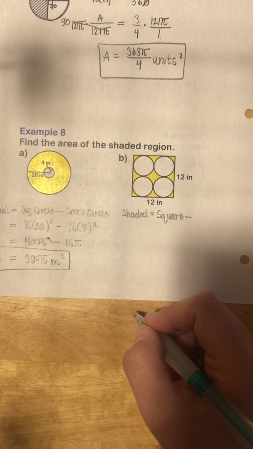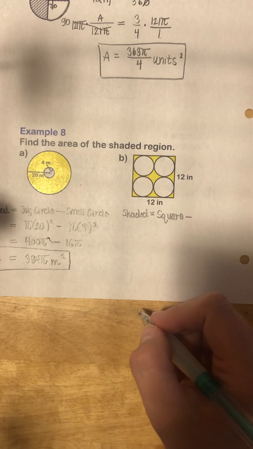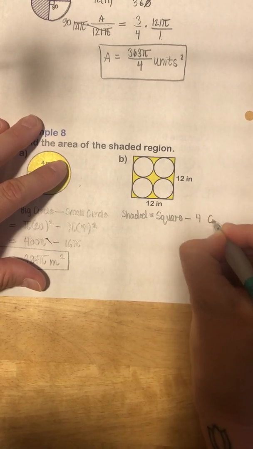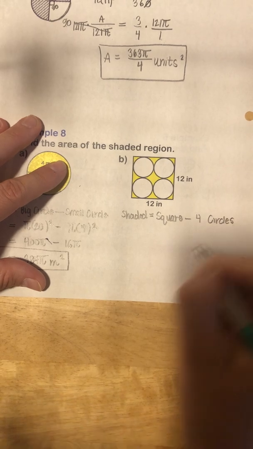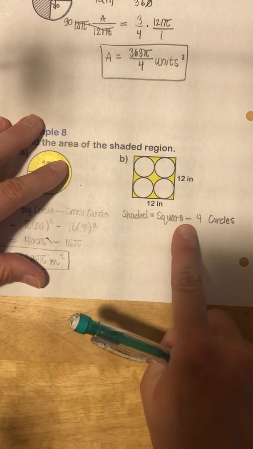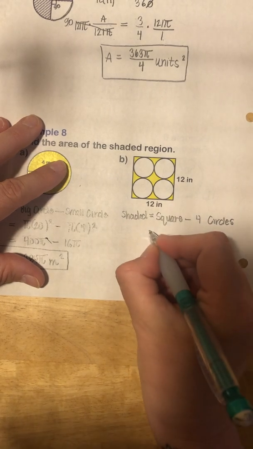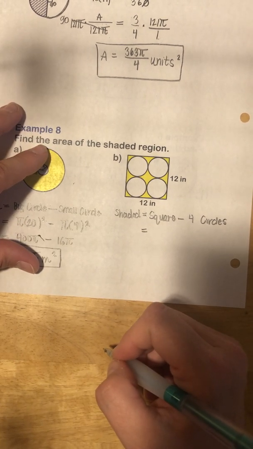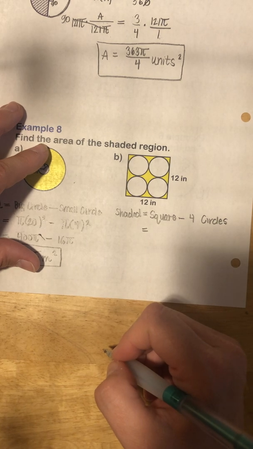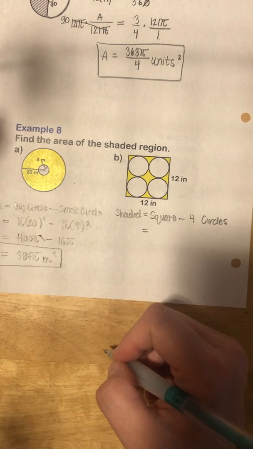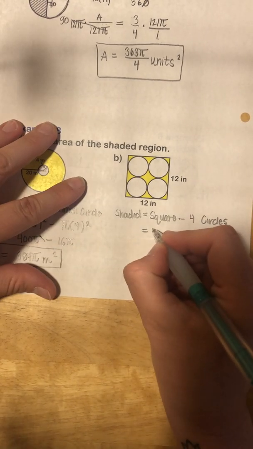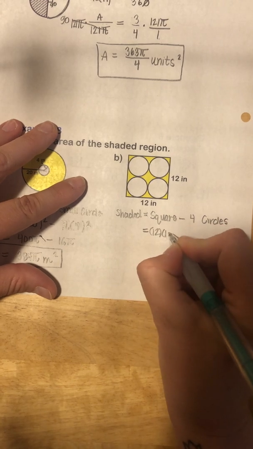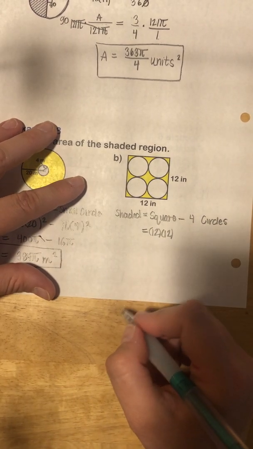Well, what is the white area? It's a circle, but specifically it's 4 circles. So we're going to do square minus the 4 circles. Hopefully that makes sense. All right, let's talk about a square. How do you find the area of a square? Well, you have a couple options. You could do length times width, you could do base times height, or you could do side squared. Because remember, in a square, the length and the width, or the base and the height, they're the same. So that is going to be 12 times 12, or a 12 squared area.